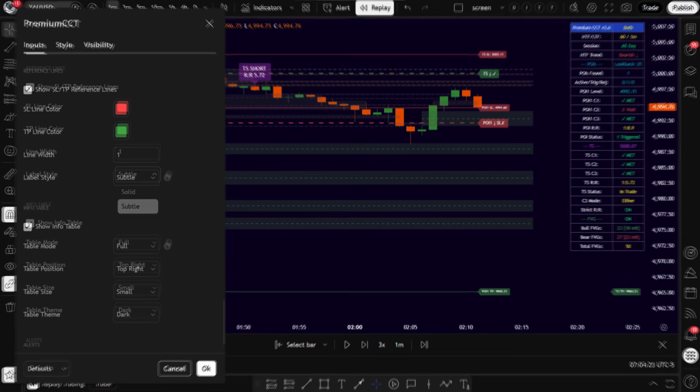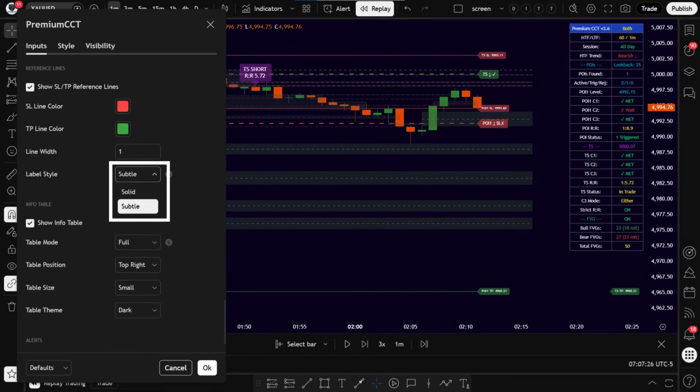There's also a label style setting with 2 options. Solid gives you traditional opaque labels with full color backgrounds. Subtle gives you semi-transparent labels at 50% opacity. Subtle is the recommended choice because it doesn't obstruct your chart as much.